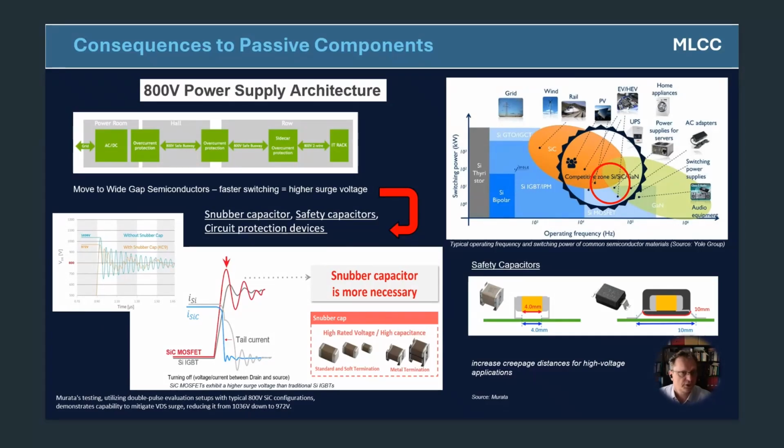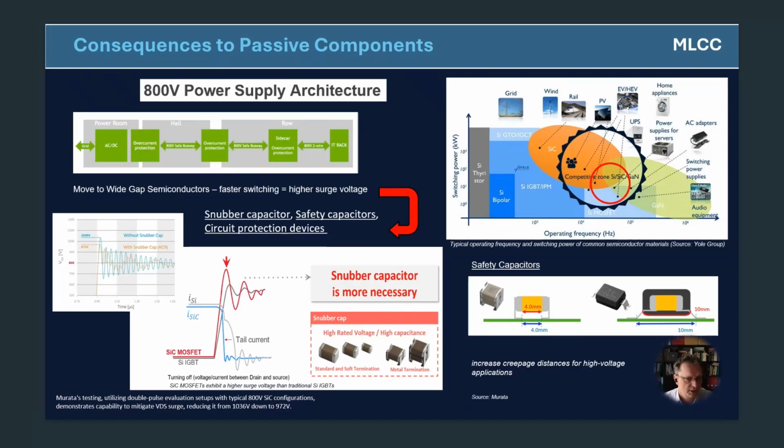The 800 volt power supply architecture presents a challenge for semiconductors and passive components. The 800 volt is in the zone with very highly competitive semiconductor choices between silicon carbide, gallium nitride, and conventional silicon. Moving towards wide gap semiconductors represents faster reaction, higher frequency, speed of these semiconductors, but this is also associated with faster peaks and spikes that have to be filtered out. So snubber capacitor is more necessary.